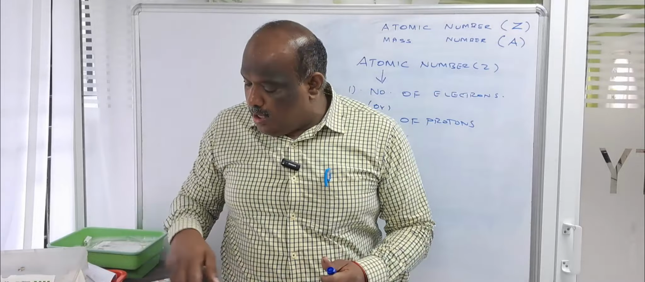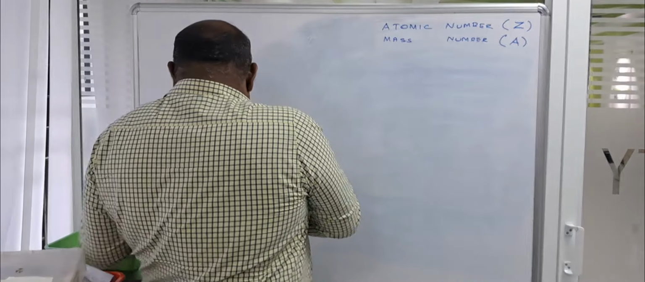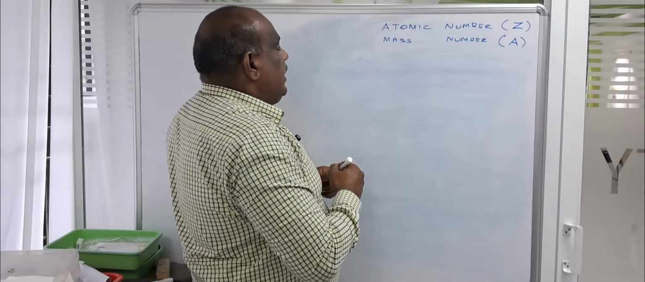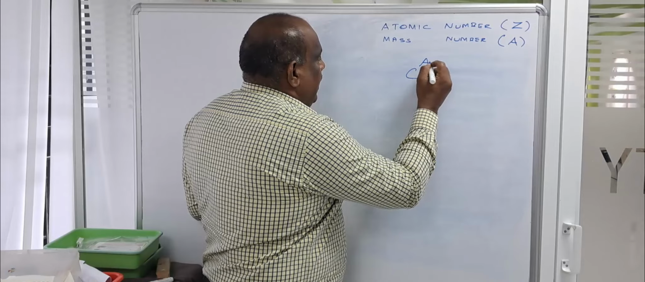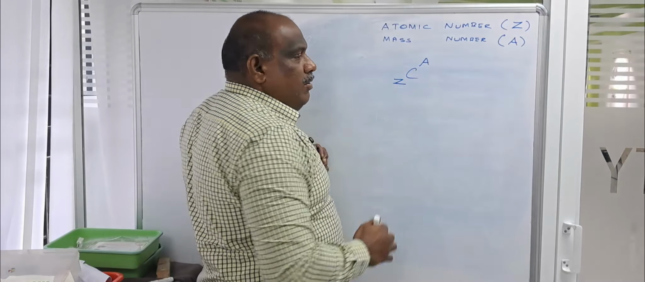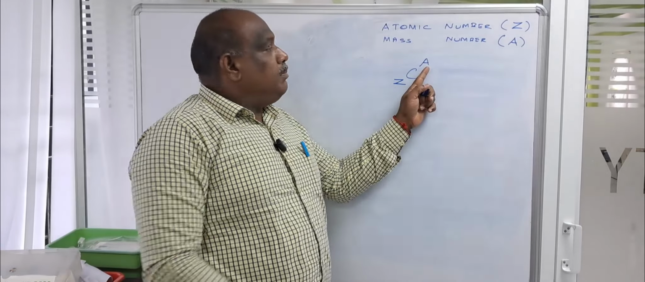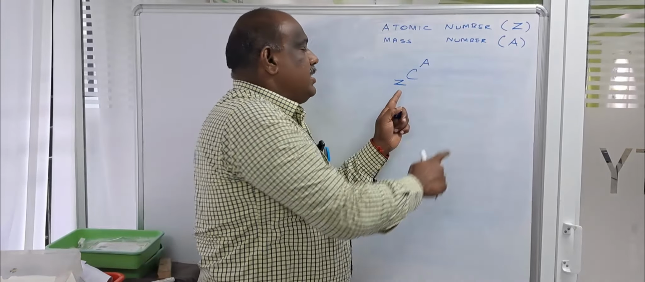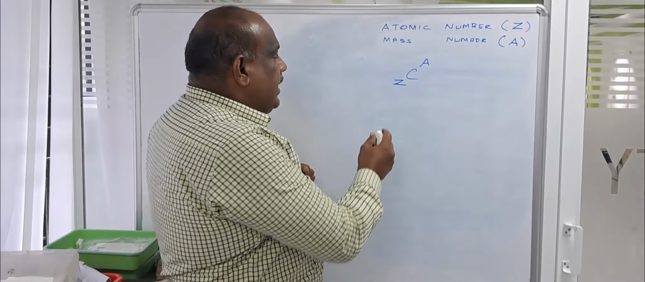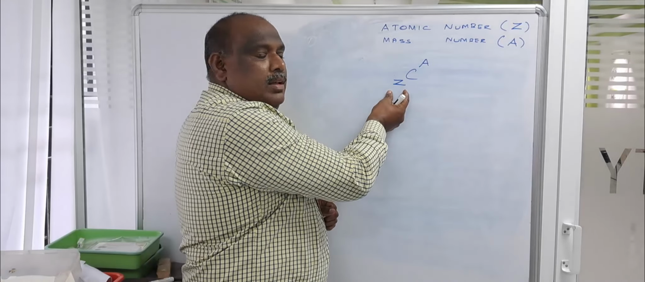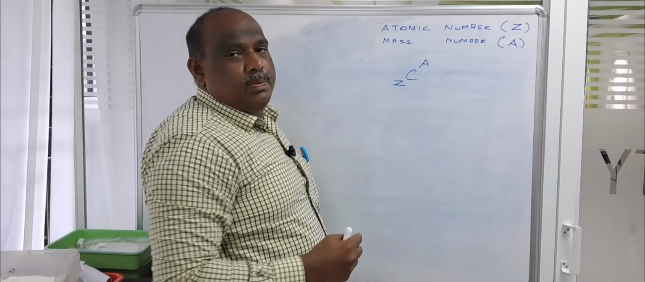So very good, now you got the meaning of atomic number. Now generally, I'll write C, and here I'll put A, and here I'll put Z. What is C? The carbon element. What is A? Mass number. What is Z? Atomic number. It's a general convention to indicate the atomic number at the bottom, as a lower subscript, and the mass number at the top, as a superscript.